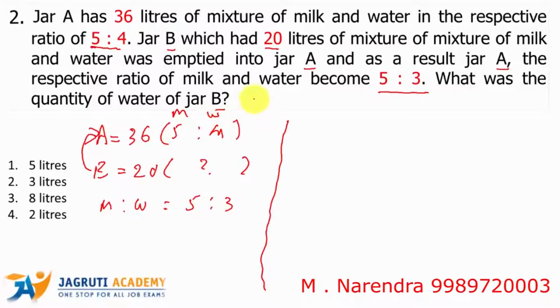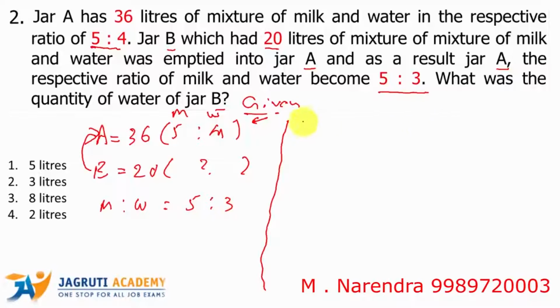So this part is given to us. This is not the part of the solution. Okay. So what should I do? I know how much water is there in jar A, and I also know when jar B is poured into jar A, then 36 plus 20 becomes 56 liters of mixture. In this 56 liters of mixture, we also know how much water is there.